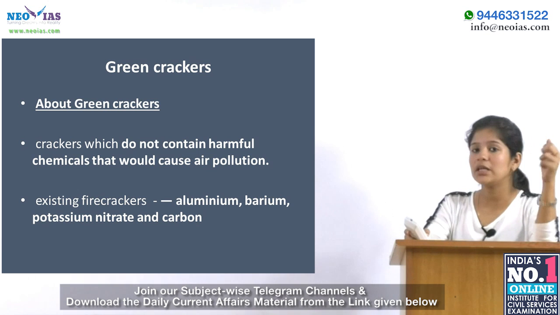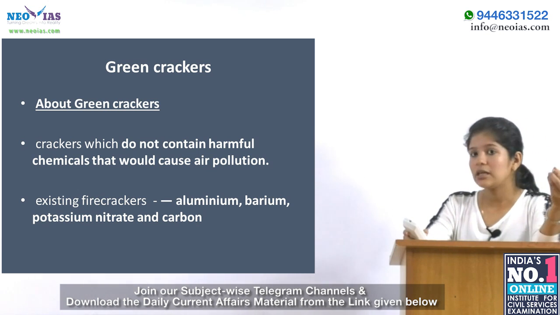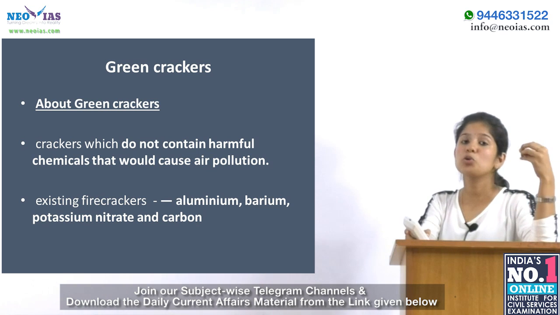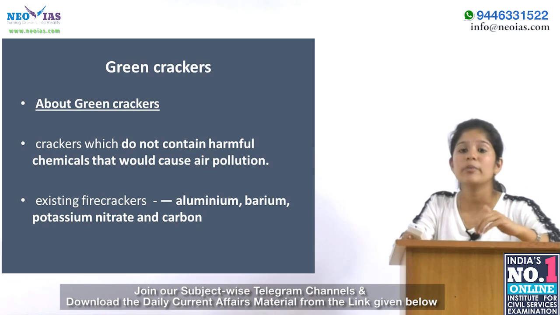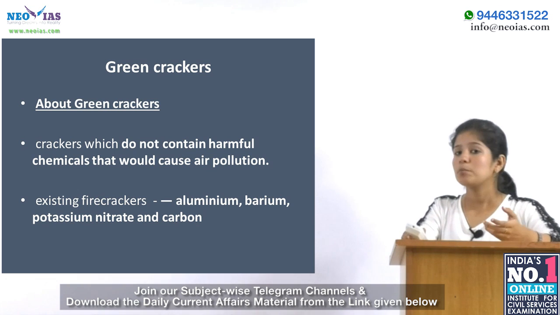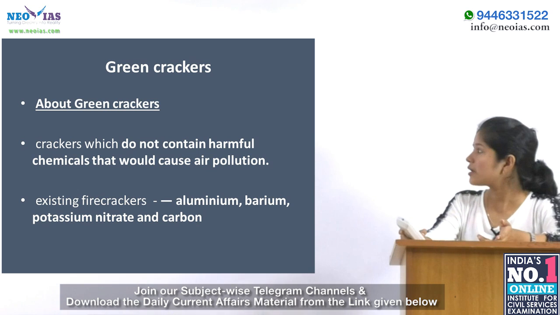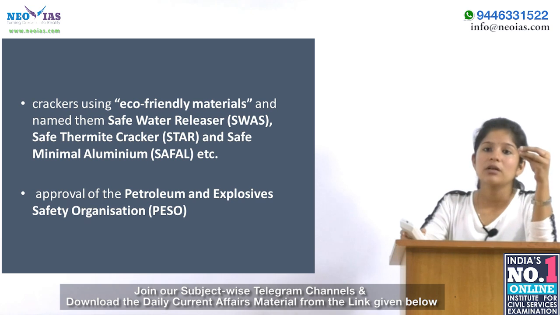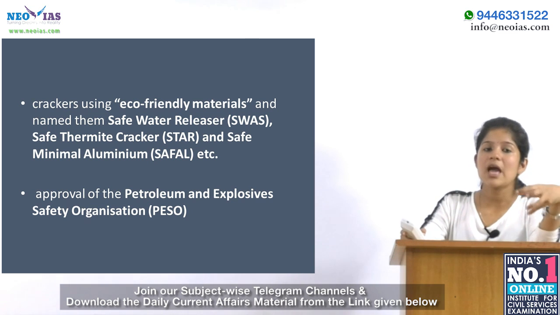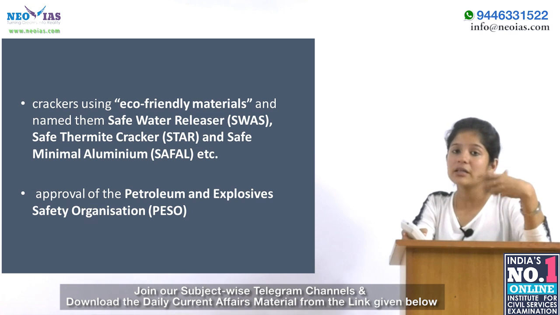So what are these green crackers? They are crackers which do not contain harmful chemicals that would cause air pollution. The existing firecrackers are made of aluminum, barium, potassium nitrate and carbon. All these are toxic metals, and these components in the firecrackers are replaced with others that are less dangerous and less harmful to the atmosphere, and these are called the green crackers.